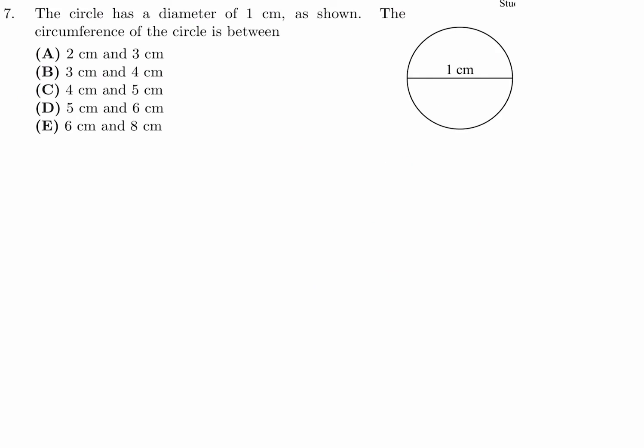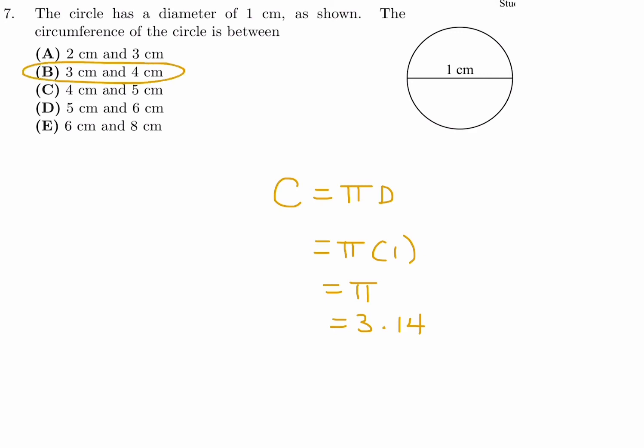A circle has a diameter of 1. The circumference is. Well, circumference is equal to pi times diameter. That's a very famous formula. They're telling me that diameter is 1, so the circumference is equal to pi. And as we know, pi is 3.14 approximately. So that is between 3 and 4. So the answer to number 7 is B.